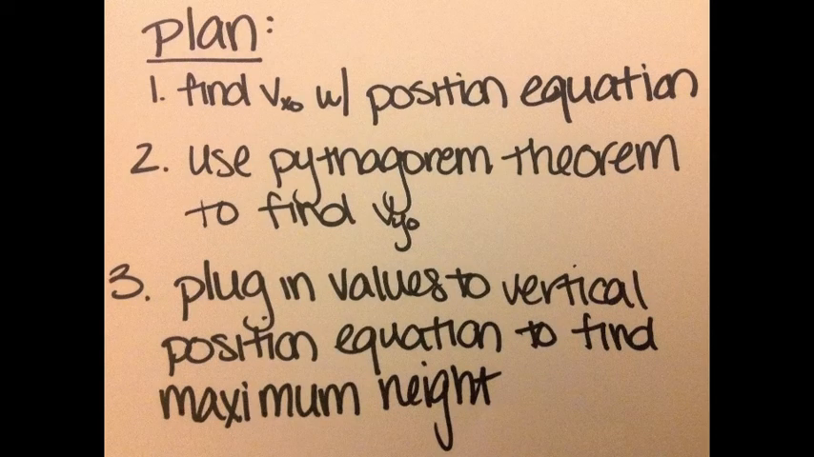Our plan is to first use the x position equation to find the initial horizontal velocity. Once we have this value, we will use the concept that velocity can be broken down into components via a right triangle. To find the initial vertical velocity, we will use the Pythagorean theorem. Then, once we have all the necessary variables, we will plug it into the vertical position equation to find y max.